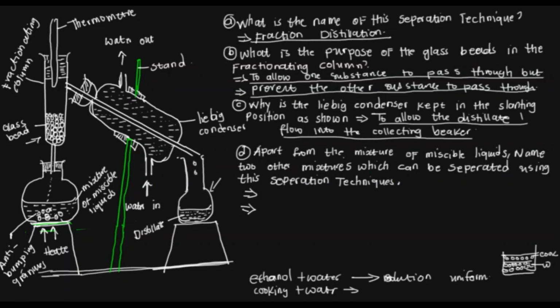Now question D, apart from the mixture of miscible liquids, name two other mixtures which can be separated using this separation technique. So we have liquid air. If we want to separate gases such as oxygen and nitrogen, we use this separation technique. Then number two, petroleum, or we can just say crude oil. So these are the answers for question 2.